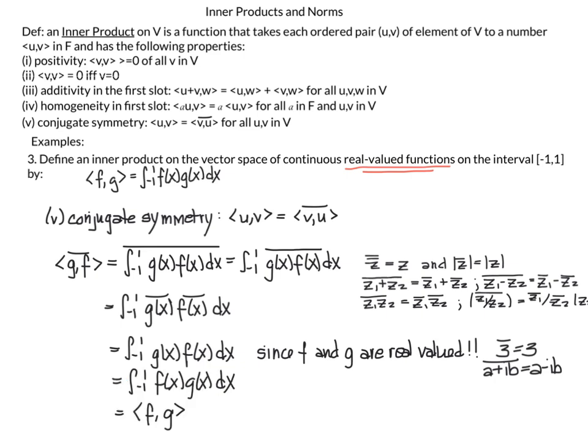Now, because multiplication of real valued functions is commutative, you can switch the order of f of x and g of x. So you have the integral from -1 to 1 of f of x times g of x, which is equal to the inner product of f and g according to this definition. And we have shown conjugate symmetry. And hence we have shown all 5 properties hold, and therefore this definition of an inner product is valid.